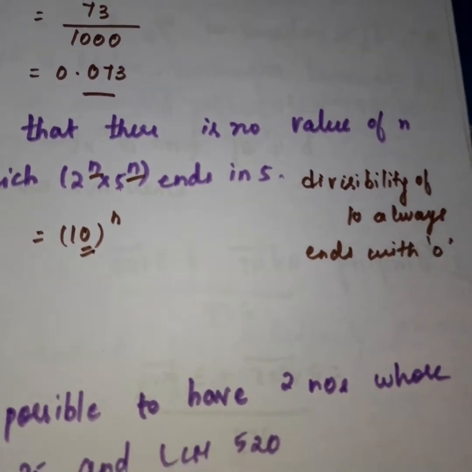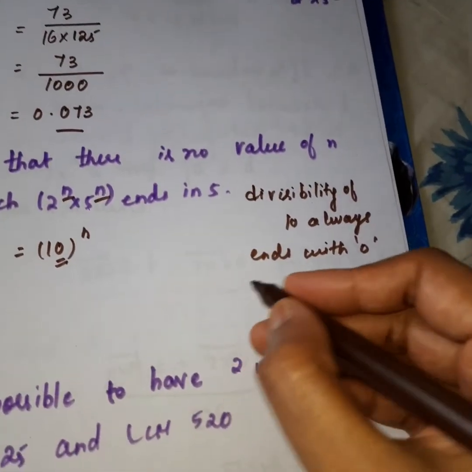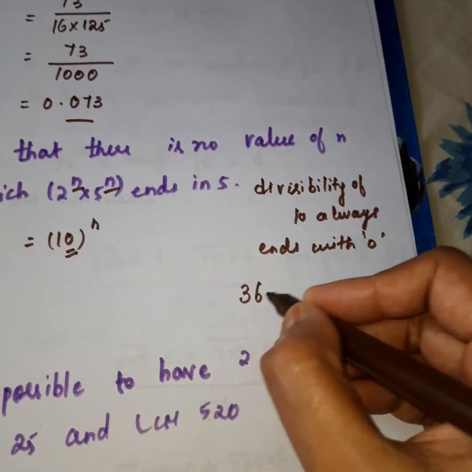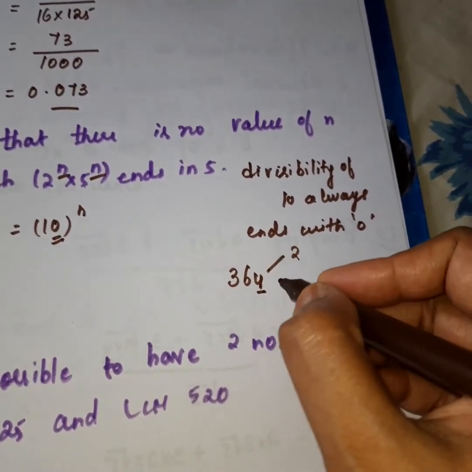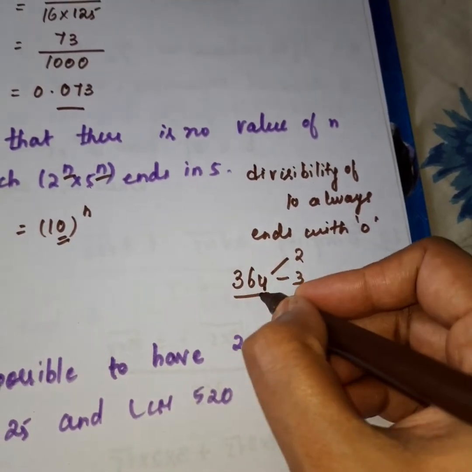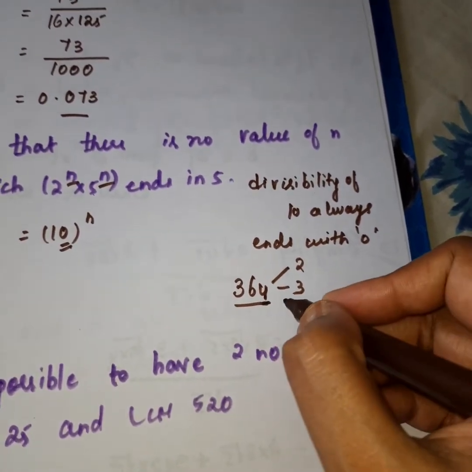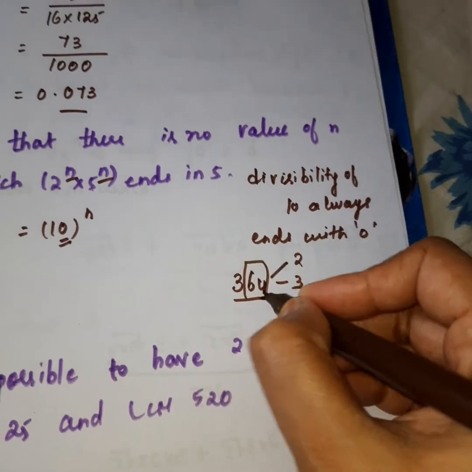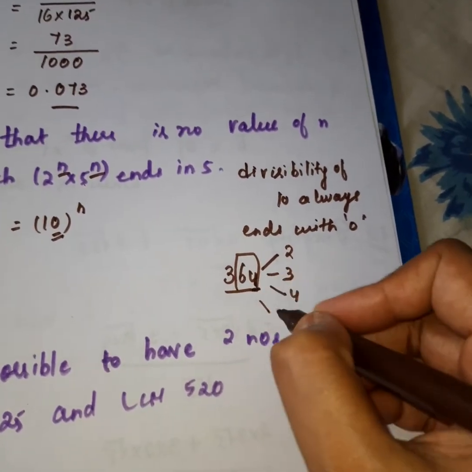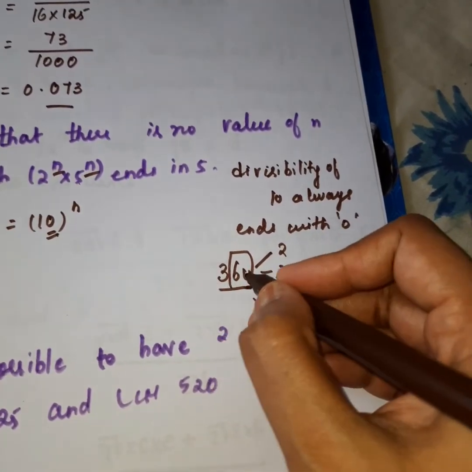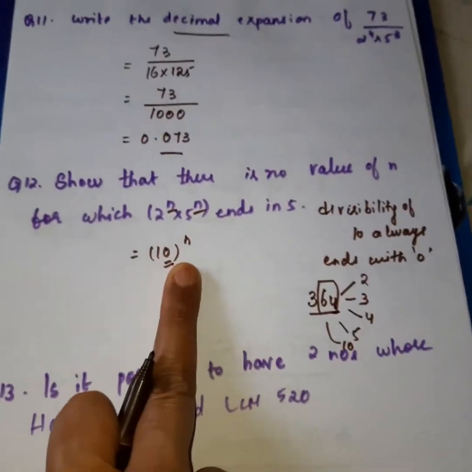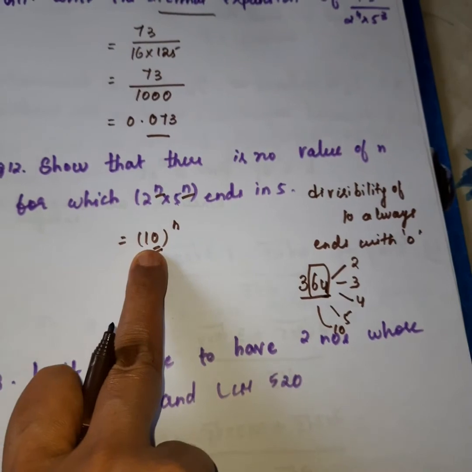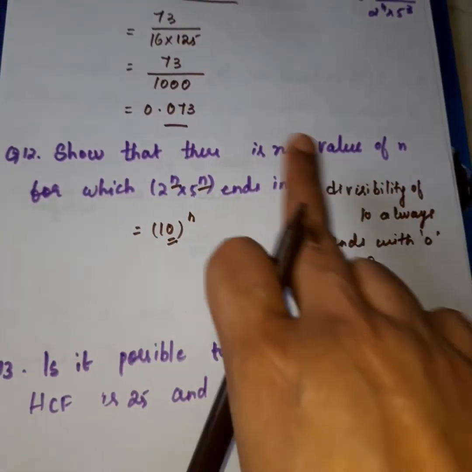If you just recollect the divisibility rules: for any given number, if the ones place is an even number, then it is divisible by 2. If you sum all the digits and it is divisible by 3, then it is divisible by 3. For 4, the last 2 digits are divisible by 4. For 5, the last number in the ones place is 5, so it goes on this way. So that way we confirm it does not have any value ending with 5.